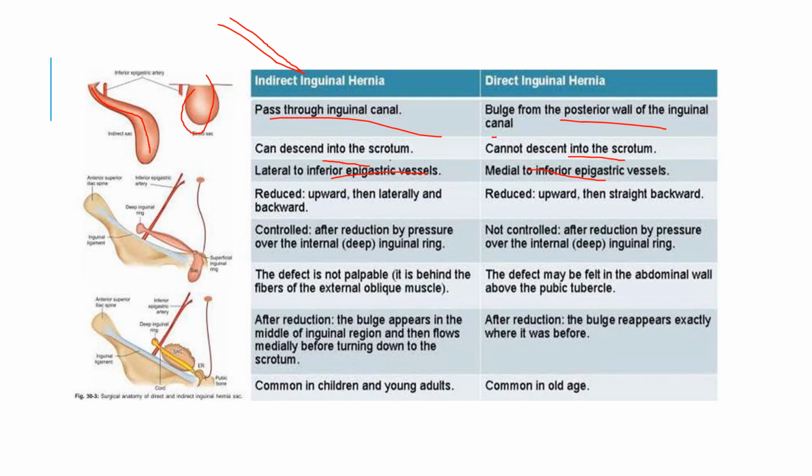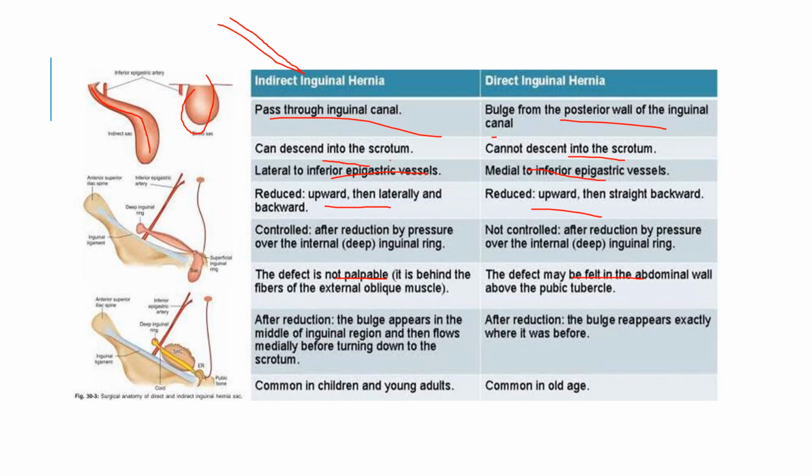And to reduce that hernia, reduction means you are pushing it back into place. For indirect, you have to go upward, then laterally, and then backward. For direct, you have to go upward and then straight backward. After reduction by pressure, you can feel this thing in the deep inguinal ring. Again, the defect is not palpable because it is behind the muscle. In direct, you can maybe feel the defect on the abdominal wall.